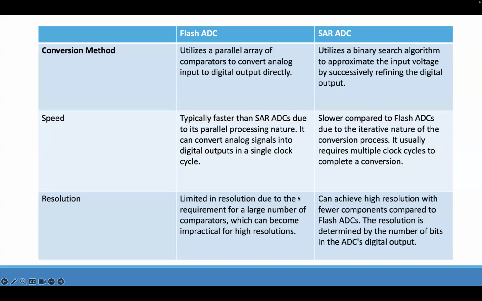For the resolution, the flash ADC has a limited resolution because it needs a large number of comparators, and these comparators have to be efficient and reliable. But with the SAR ADC, you can get a high resolution with fewer components, because we have only one comparator, one DAC, and some registers. So the resolution is very high.